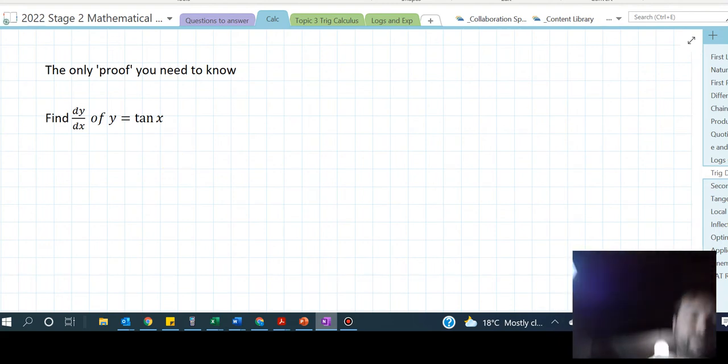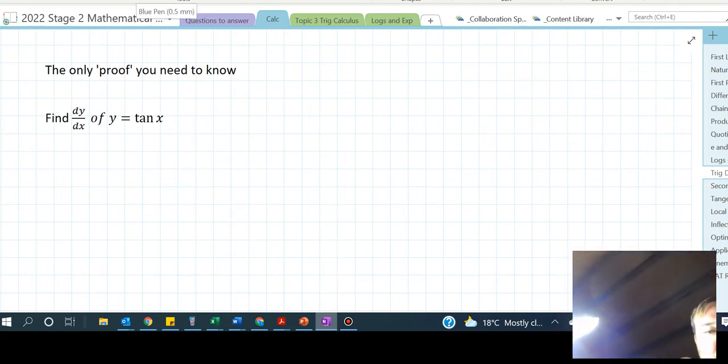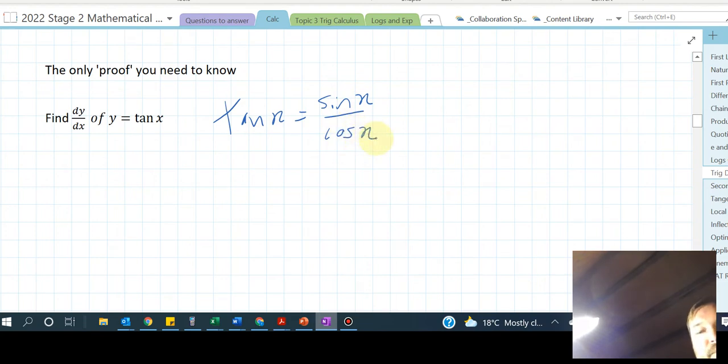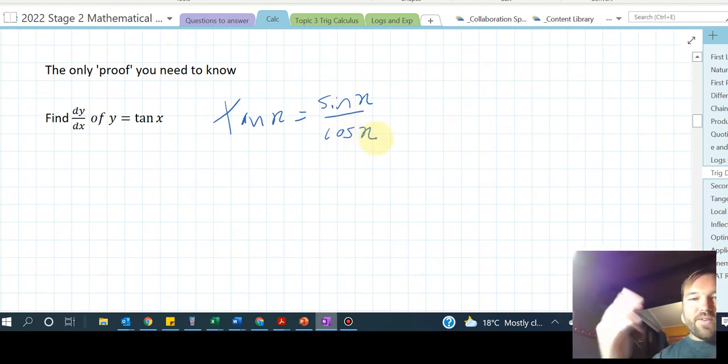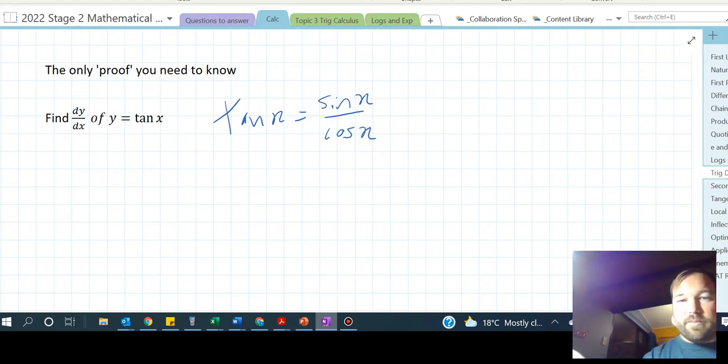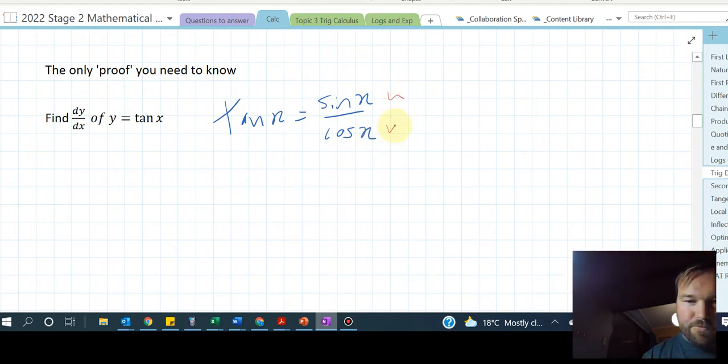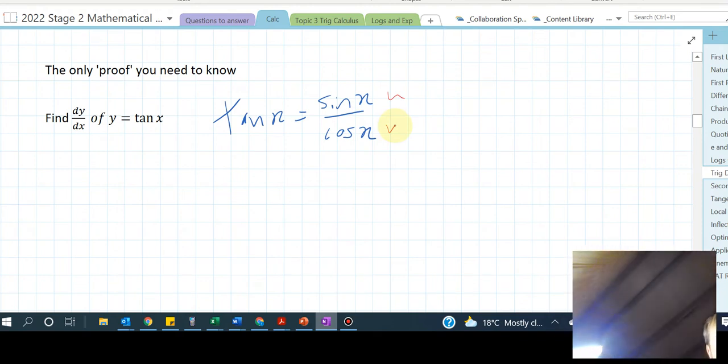So, important place to start is to remember that tan x is equal to sine x over cosine of x. As soon as you've got sine x over cosine of x, you've got the quotient rule set up. This is u, this is v. So u, v, u dash, v dash.